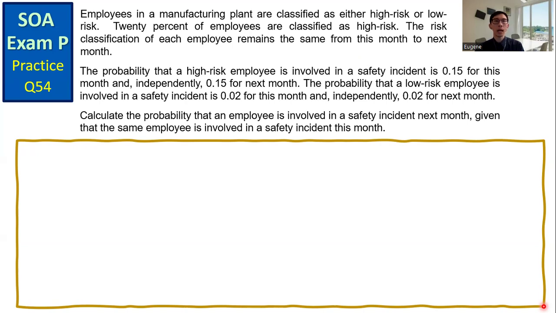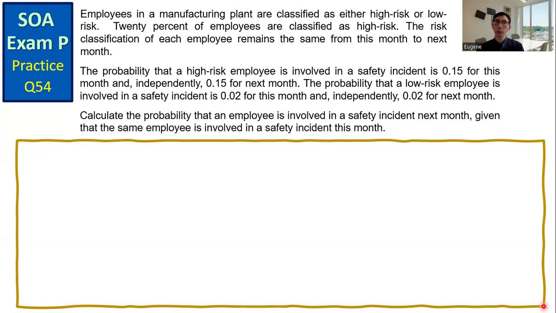The probability that a high-risk employee is involved in a safety incident is 0.15 for this month and independently 0.15 for next month. The probability that a low-risk employee is involved in a safety incident is 0.02 for this month and independently 0.02 for next month. Calculate the probability that an employee is involved in a safety incident next month, given that the same employee is involved in a safety incident this month.